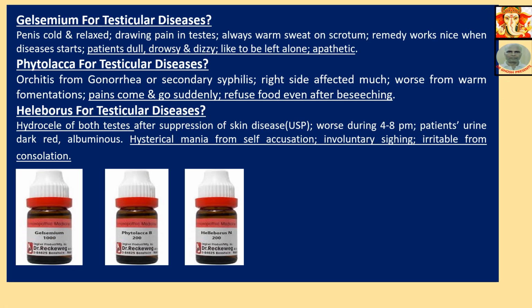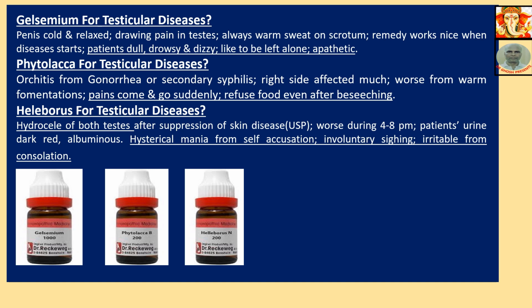Gelsemium for testicular diseases. Pain is cold and relaxed. Drawing pain in testis. Always warm sweat on scrotum. Remedy works nicely when disease starts. That is, Gelsemium is a medicine for starting phase. Patient dull, drowsy, dizzy. General symptoms: wants to be left alone, apathetic.